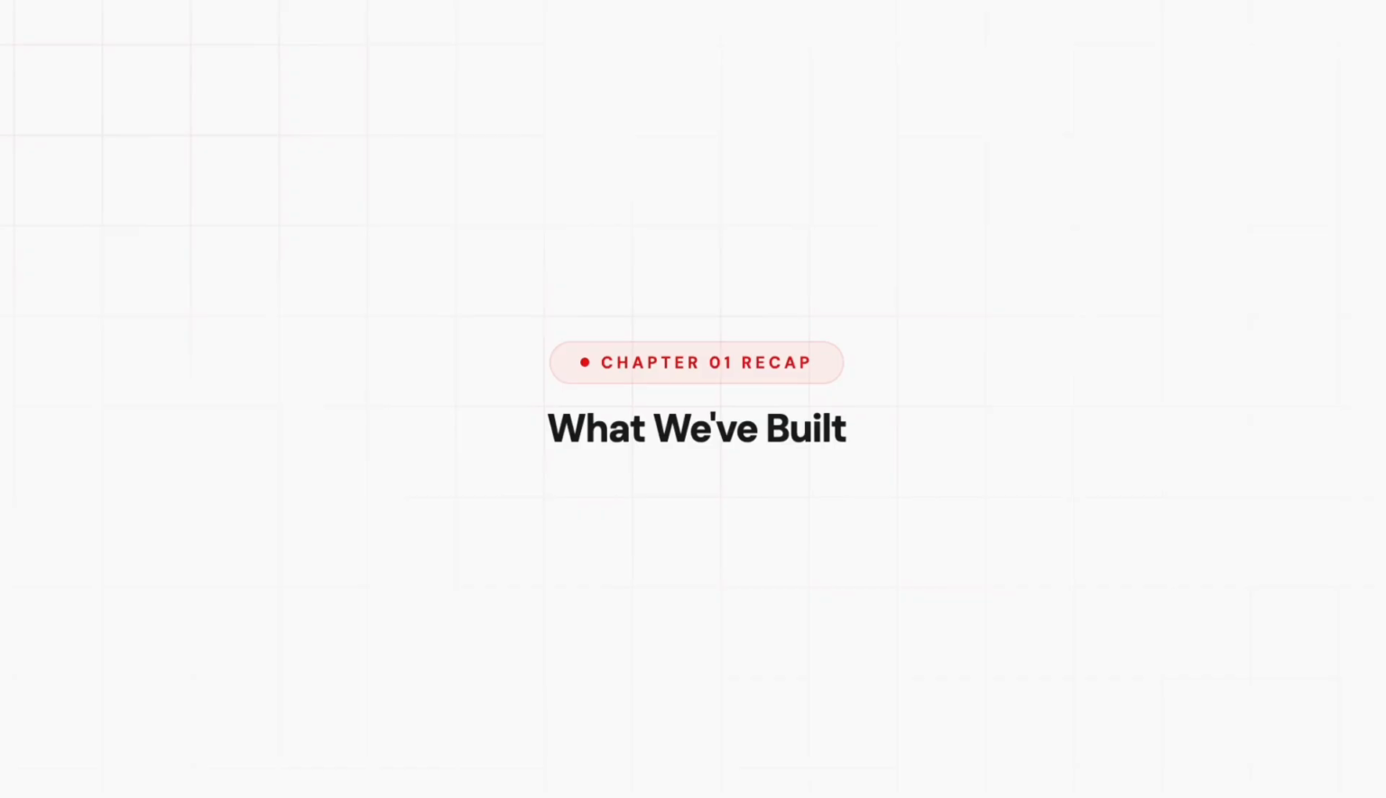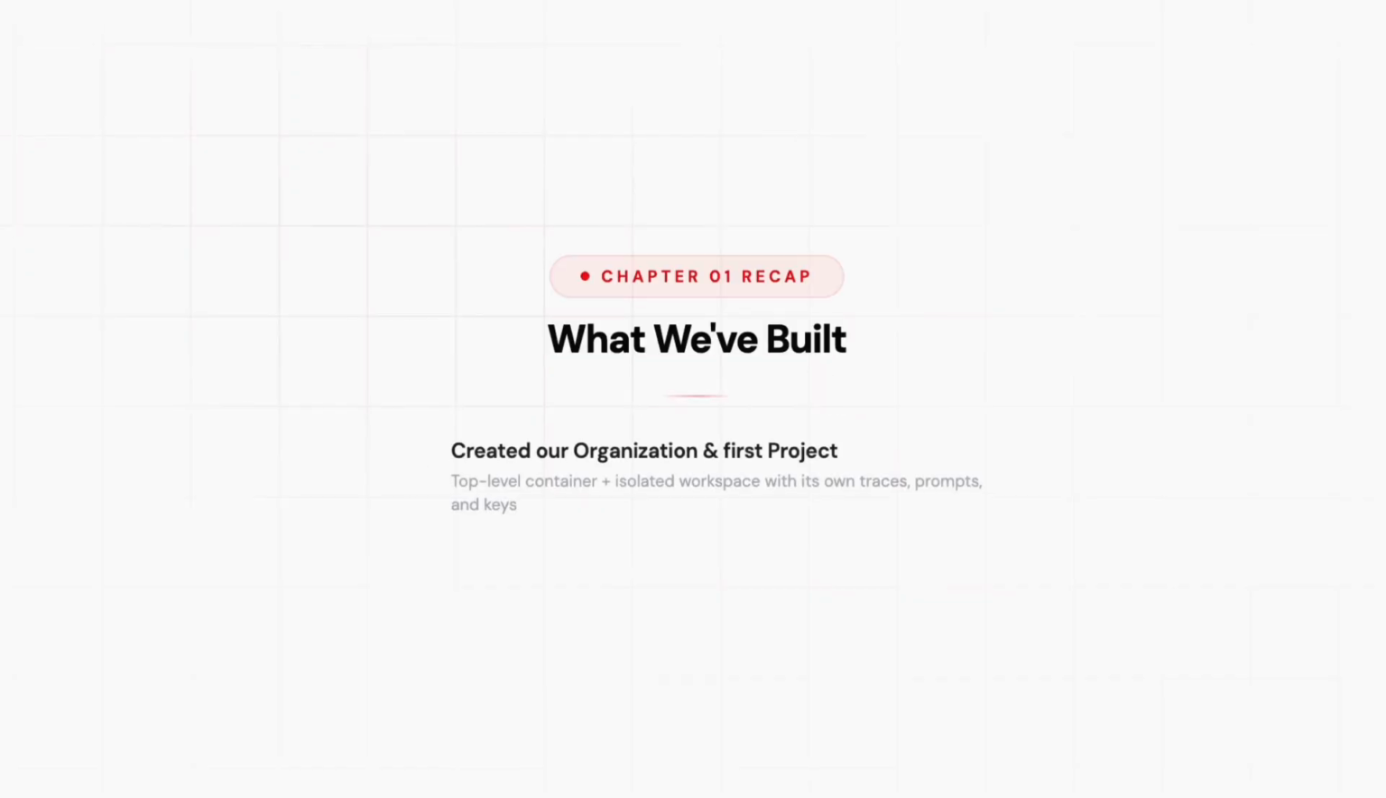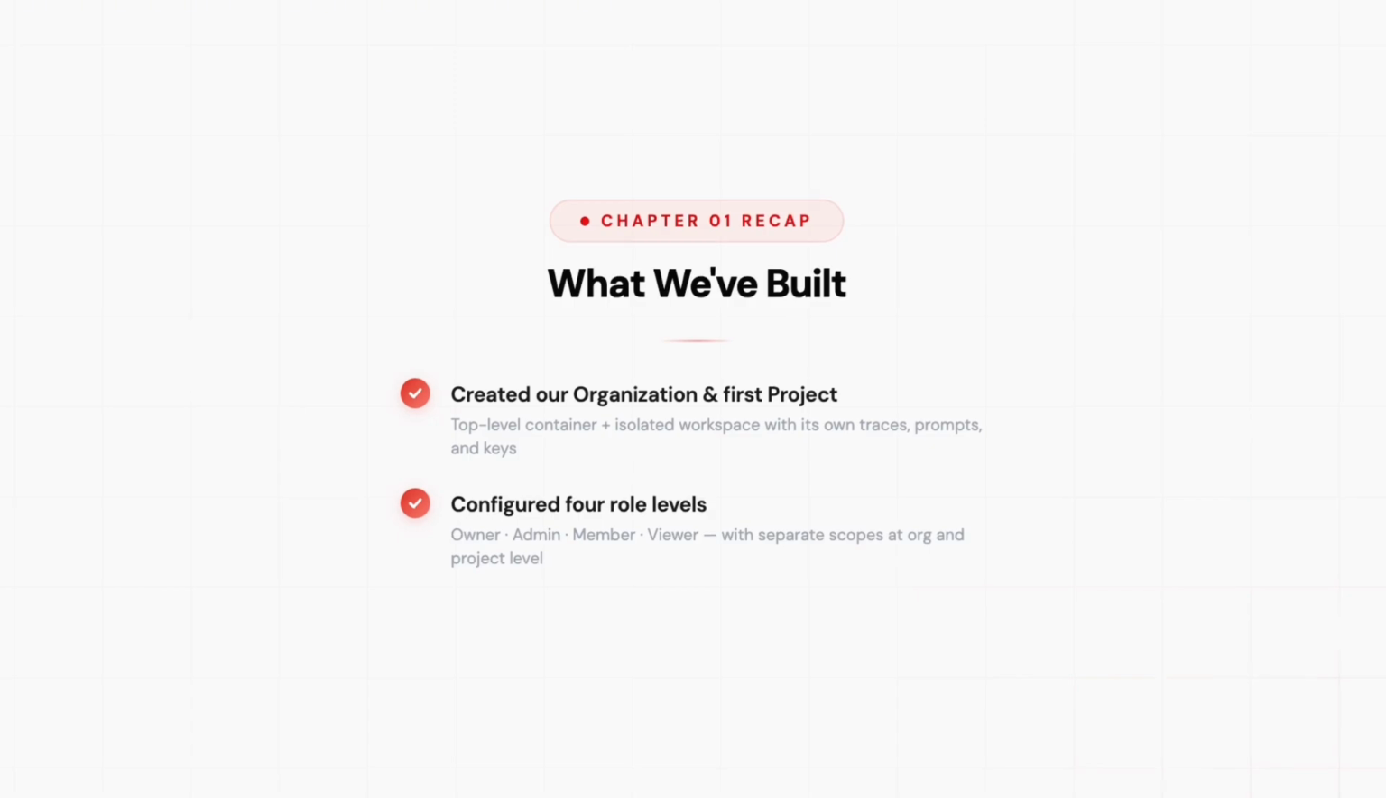Let's recap what we've done in this chapter. We created our organization, the top-level container that holds everything, and within it, our first project, which is a fully isolated workspace with its own traces, prompts, datasets, and API keys. We walked through the 4 role levels that control access: owner, admin, member, and viewer, and saw how roles can differ between the organization and project level.